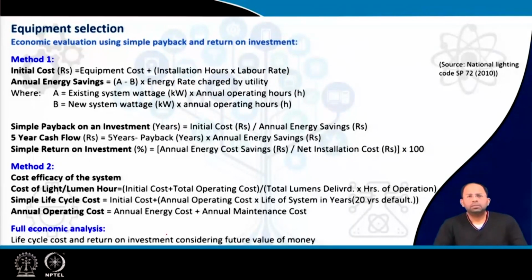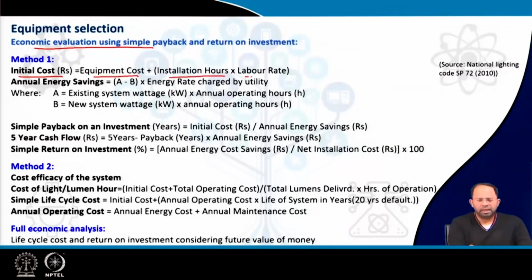So how do I choose the right equipment when we are doing this kind of project for energy efficiency improvement? We do economic evaluation, and there are different methods to it. The first method is a very basic calculation. We determine the initial cost, that is the equipment cost, the capital cost, plus the installation cost, which is installation hours multiplied by labor rate.